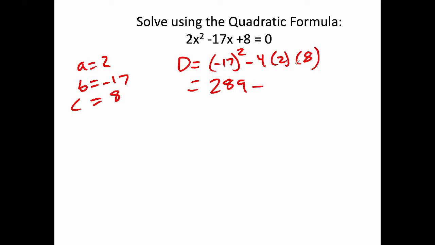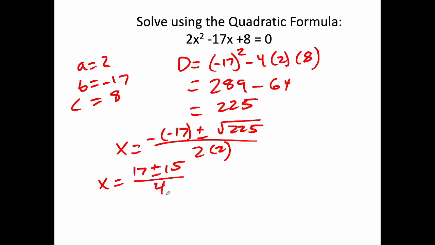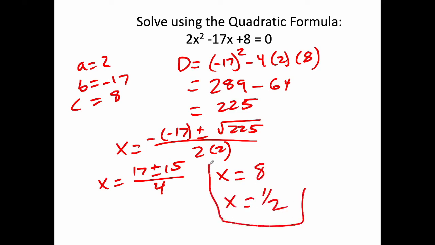289 minus, what do we got there? 64. 289 minus 64 is 225. Hey, that's going to be nice. X is equal to negative b plus or minus the square root of 225 all over 2 times 2. Square root of 225 is 15. 17 plus or minus 15 divided by 4. 17 plus 15 is 32 divided by 4 is 8. 17 minus 15 is 2 divided by 4 is 1/2.